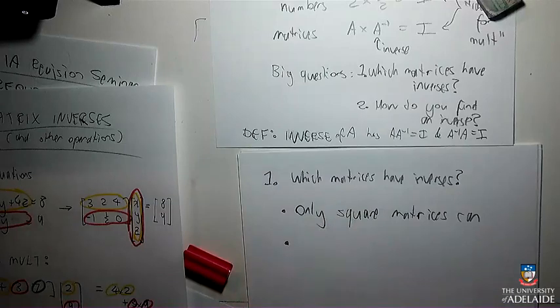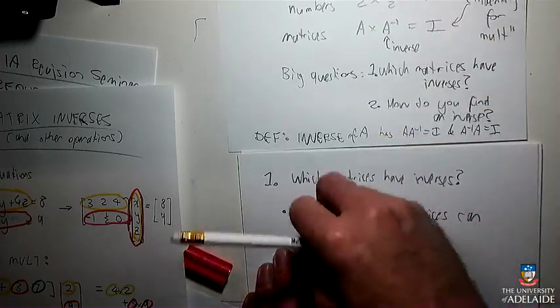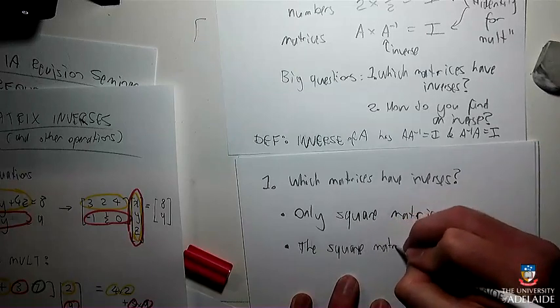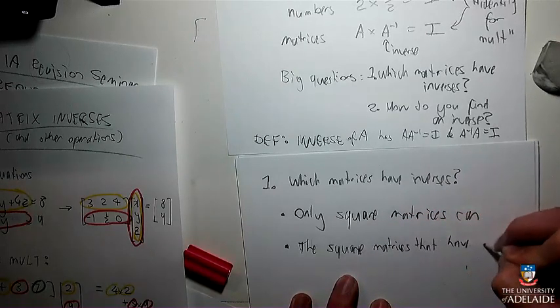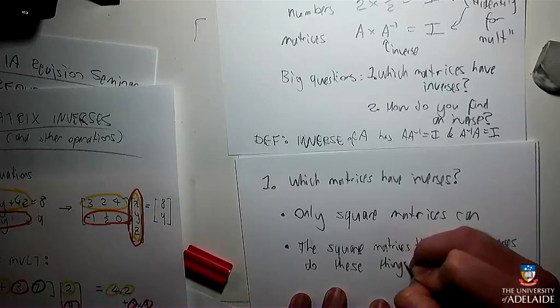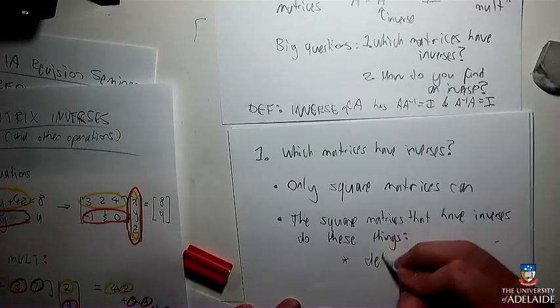And then you go, well, okay, only square matrices can, but which square matrices have inverses? And then there's a list of things that tell you whether a matrix has an inverse. I'm pretty sure this course has a list of different things that tell you whether it has an inverse or not. I don't know what the list is off the top of my head, but I've got a few of them. So one of the things on the list is that the square matrices that do these things have inverses. One of them is that the determinant of it is not zero.